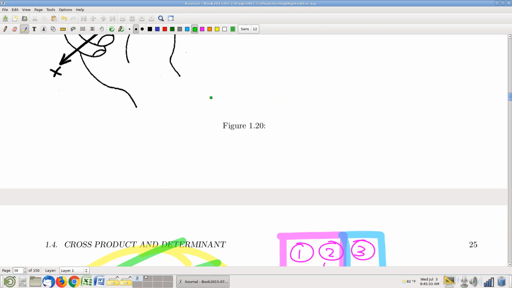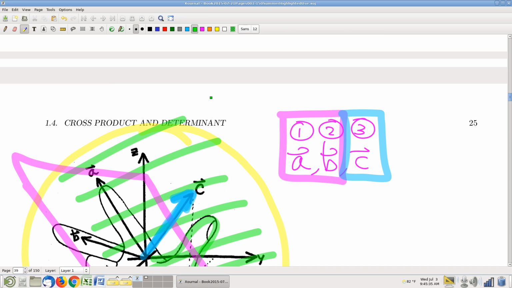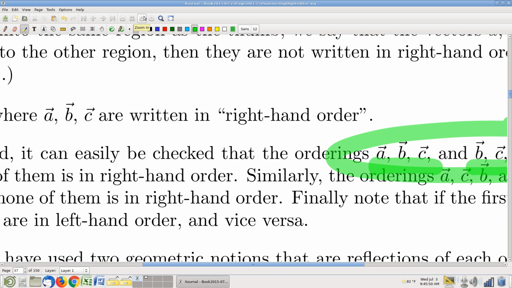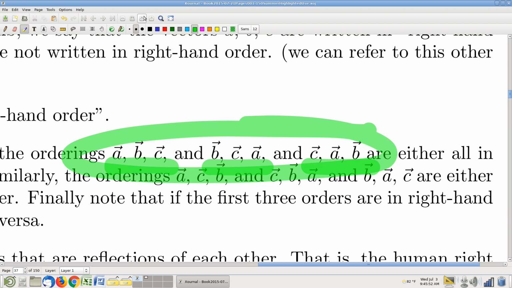All righty then. A couple of neat observations to make about right-hand order and left-hand order. Let me zoom in. These three orderings here, ABC, BCA, CAB, are all going to have the same ordering. They're either all right-handed or they're all left-handed. Now, I don't know which. It depends on the vectors, on what A, B, and C are.